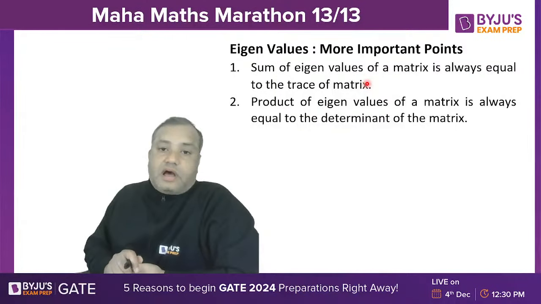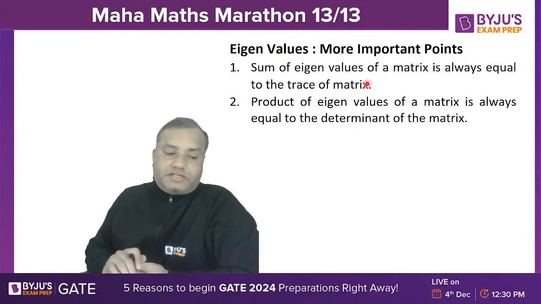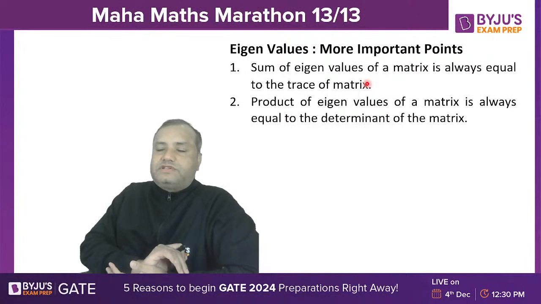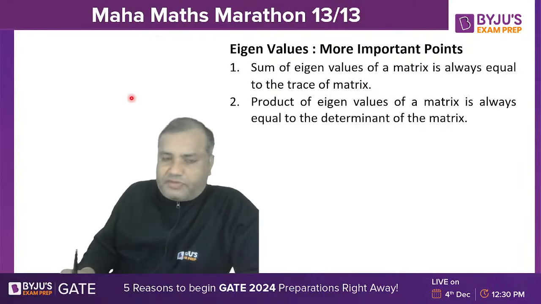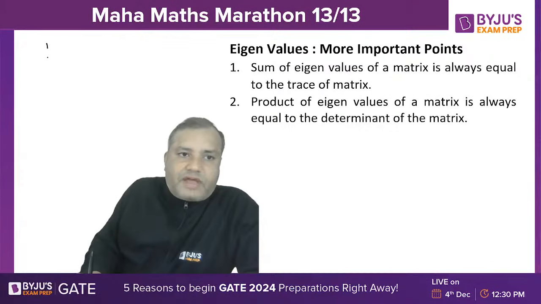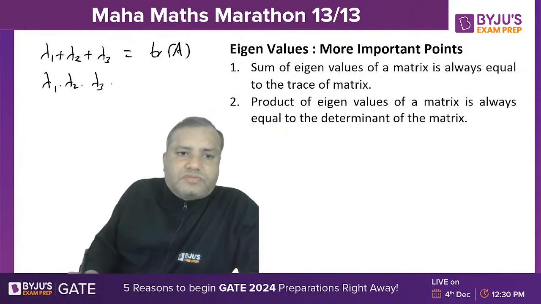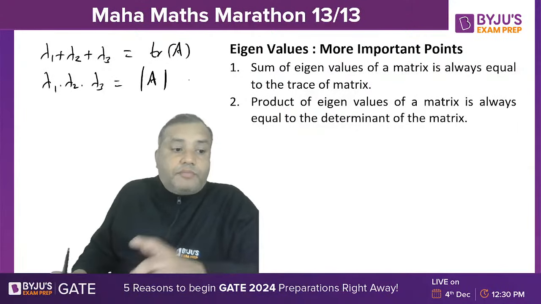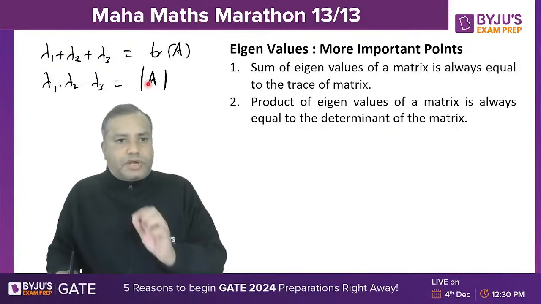Sir, eigenvalues का addition, the sum of all the eigenvalues, is always equal to the trace of the matrix, and the product of eigenvalues is equal to the determinant of the matrix. Let us say we have a 3 cross 3 matrix. So we will have 3 eigenvalues, and their sum will be equal to the trace of the matrix. The product of eigenvalues is equal to the determinant.